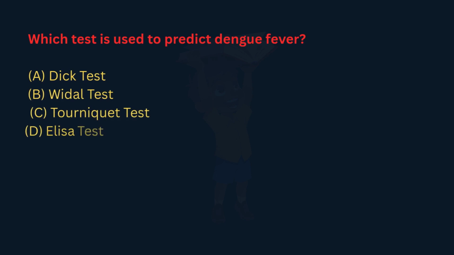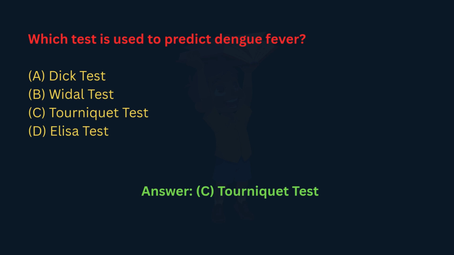Which test is used to predict dengue fever? A. Dick test. B. Widal test. C. Tourniquet test. D. ELISA test. And the answer is option C.